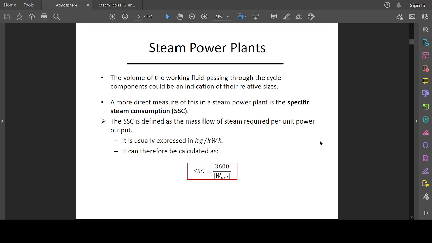So the specific steam consumption is defined as the mass flow of the steam required per unit power output. So this is given in kilograms per kilowatt hour. Okay, and it's equal to 3,600 divided by the net power. Okay, remember this is an absolute net power, so we should be looking at a positive number here.